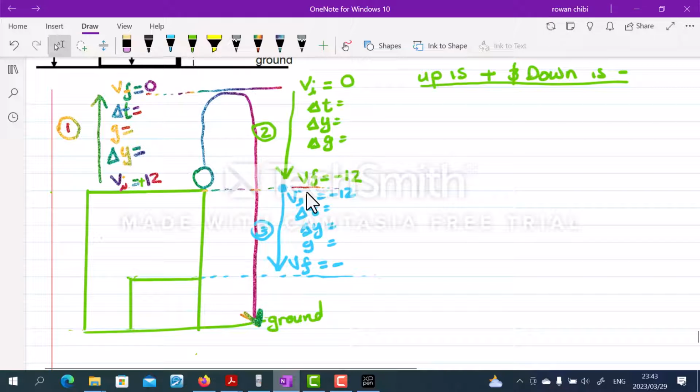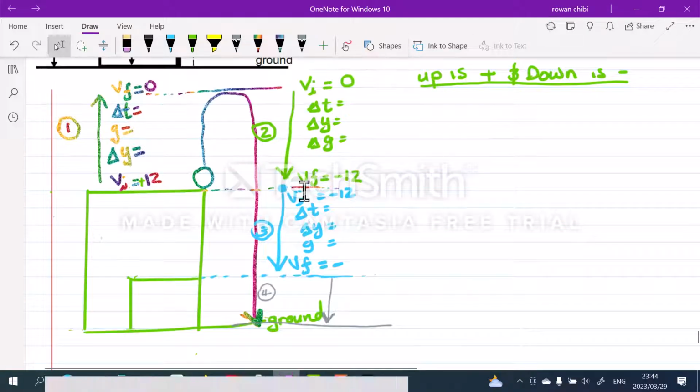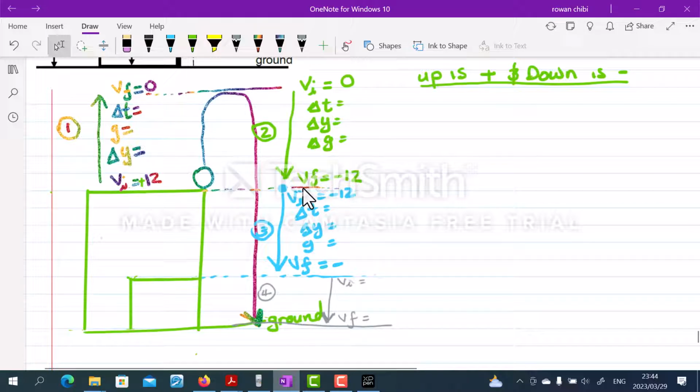And then we have the fourth section, which I'll call section 4, from here now to the ground. This is the direction of the ball to the ground. The velocity at this point we don't know, the final velocity on the ground we don't know, but we know it's negative.